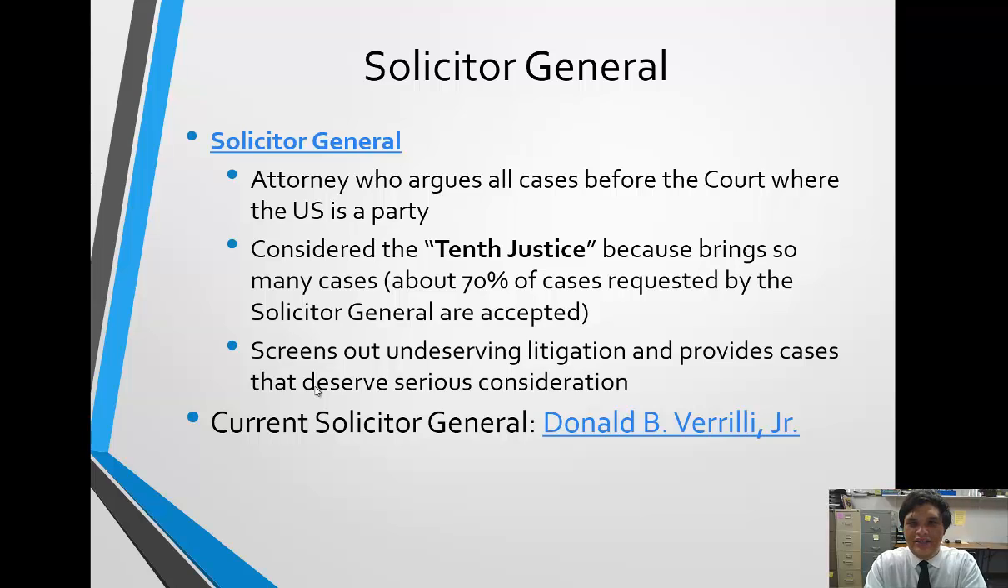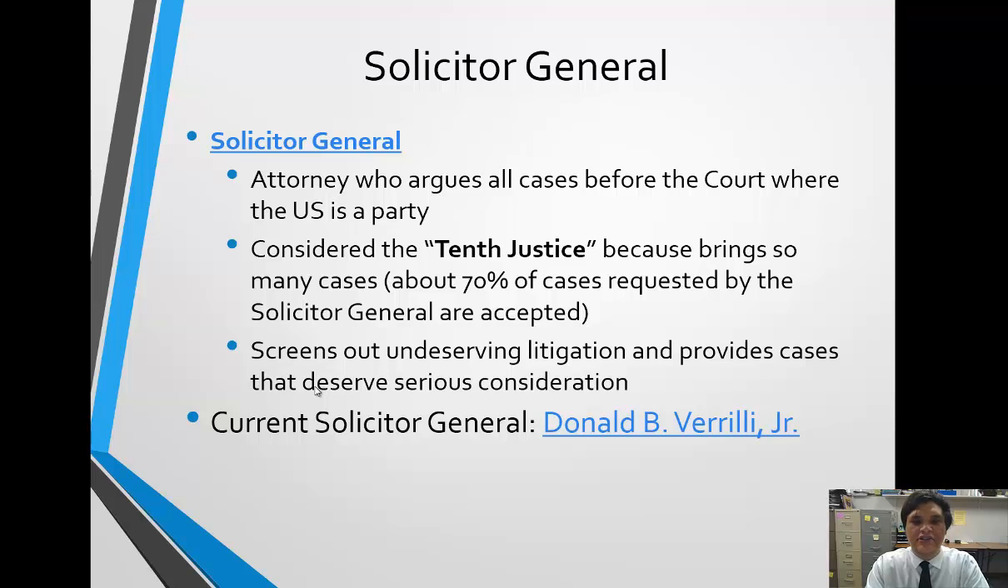So I kind of feel like I got a little off track there, but if you have questions about what the Solicitor General is, please send those my way. But just know that the Solicitor General is actually very, very important in terms of the Supreme Court and the way it functions, what cases it hears, and then how it decides cases as well.